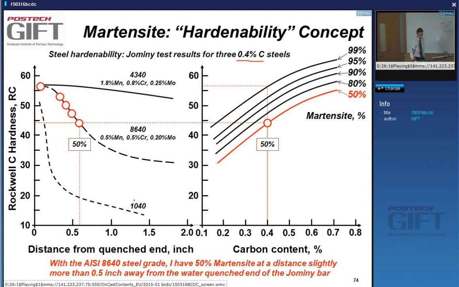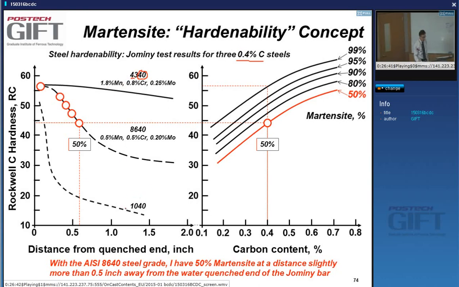So we have three grades. The grade denominations that I'm using here, we'll talk about this later on about standardization. The so-called AISI grade denomination is the 1040, the 8640 steel, and the 4340 steel. And the 40 obviously is related to this 0.4 carbon. These last two digits are 100 times the carbon content in mass percent. And then the other digits are related to the composition.